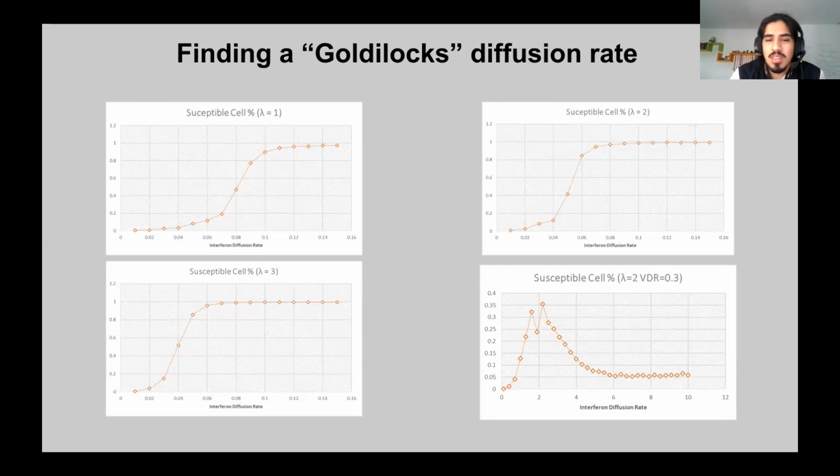It is worth noting that for extremely high values of both lambda and interferon diffusion rate, the value does drop drastically when interferon diffusion rate increases, but this is not because the infection is being allowed to spread, but because the majority of the cells are just being protected for no reason.